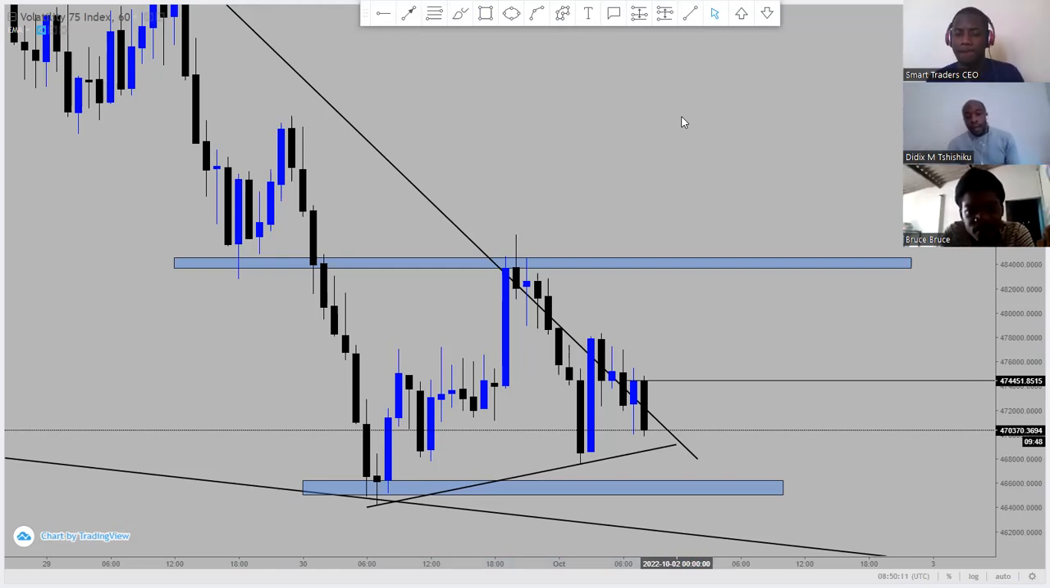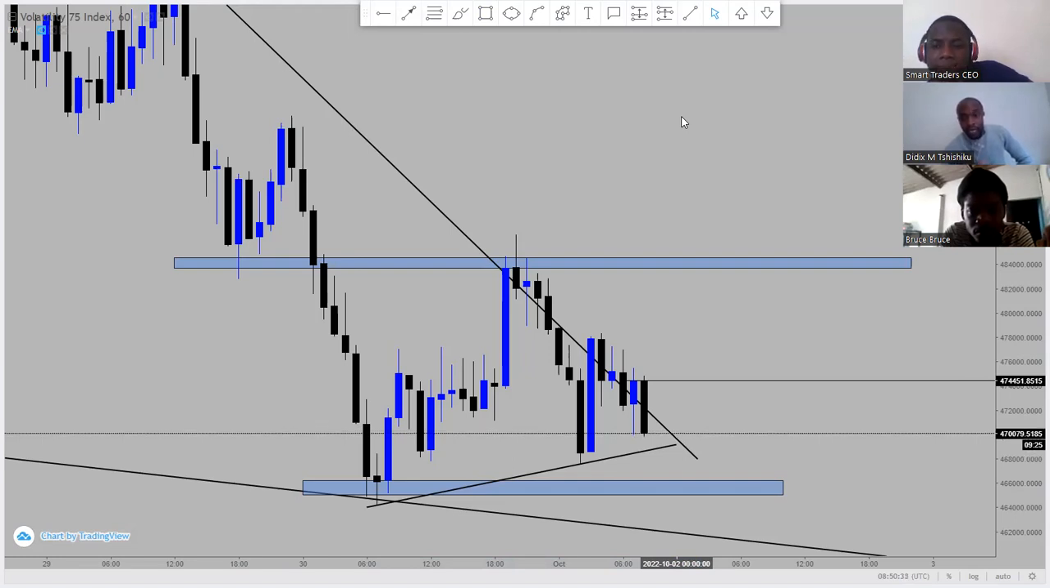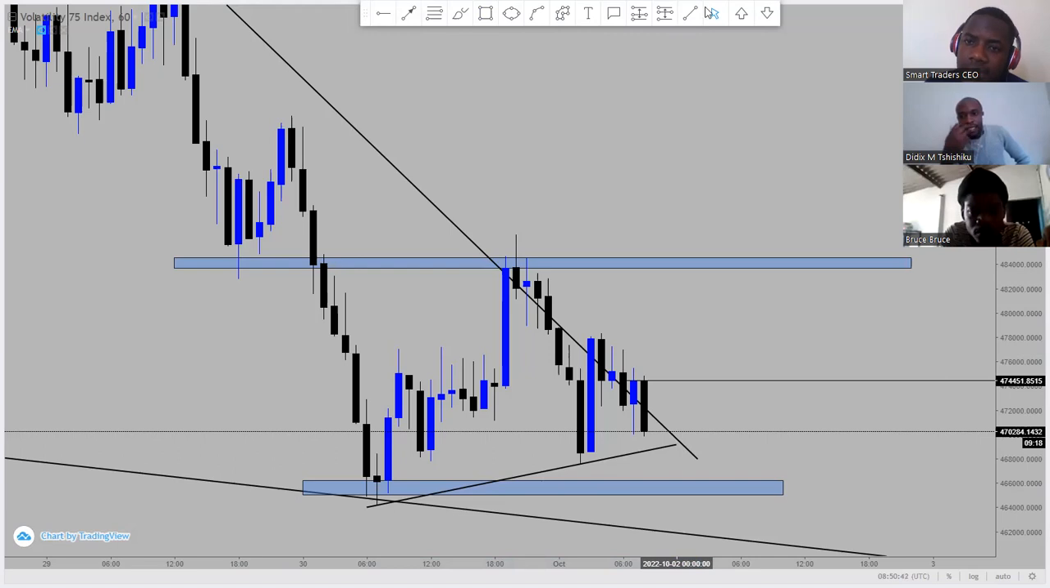So what if, for example, it breaks this line, it closes inside again, this 1 hour candle, and another one again goes up? That scenario, if it happens, what can one expect?